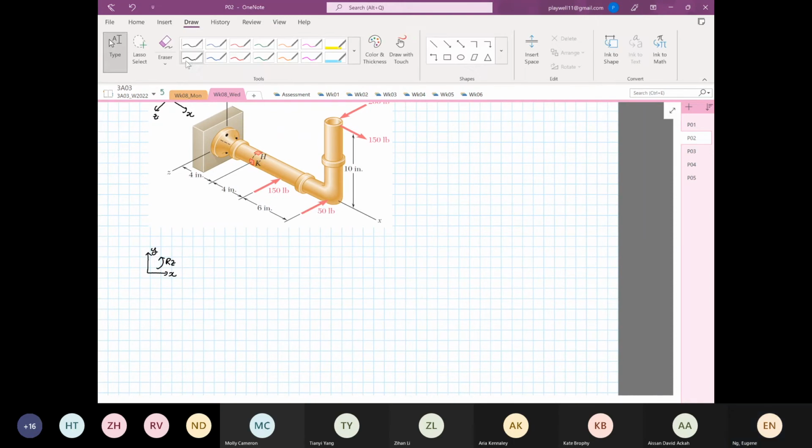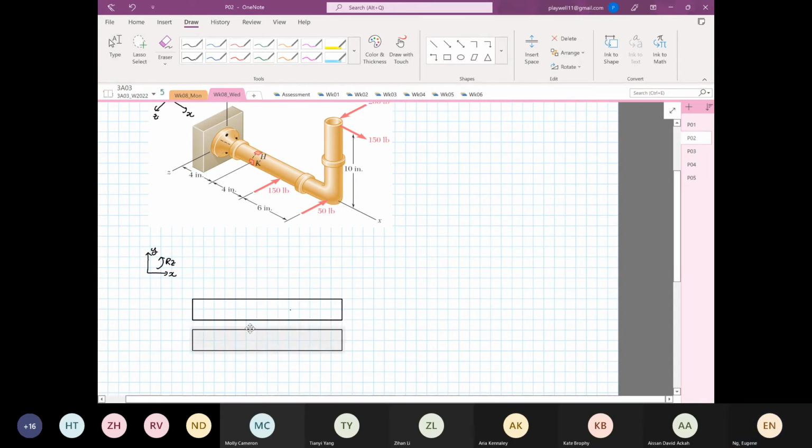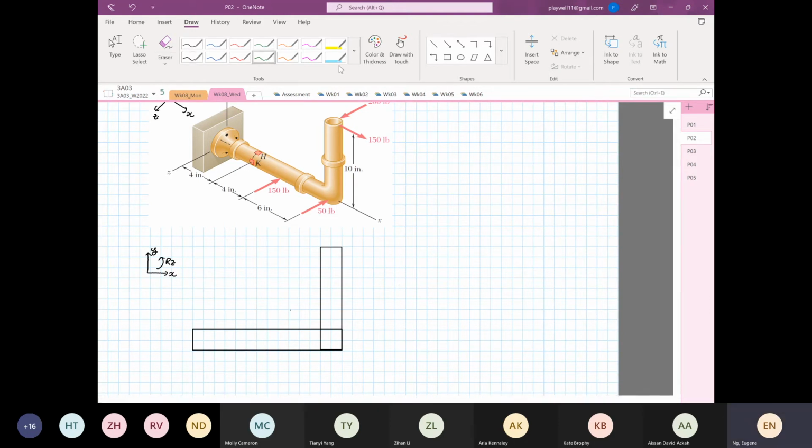So we have 4, 6. I'm going to make it thicker a bit because I need to draw a lot of stuff. And then we have 10, 2, 4, 6, 8, 10. And then I'm going to draw our centroid.